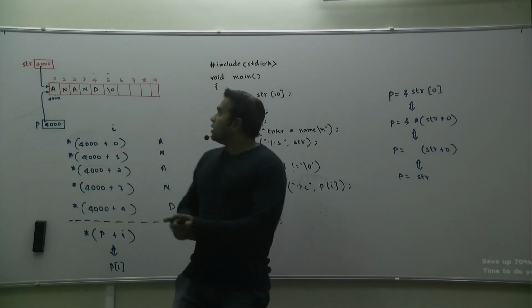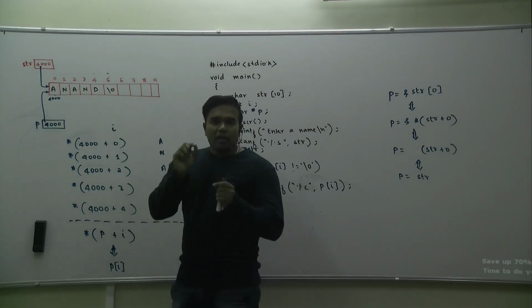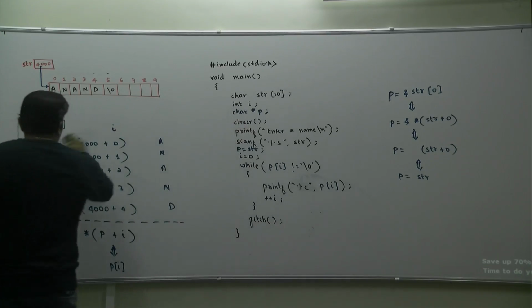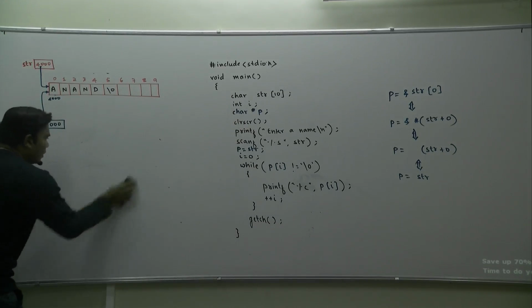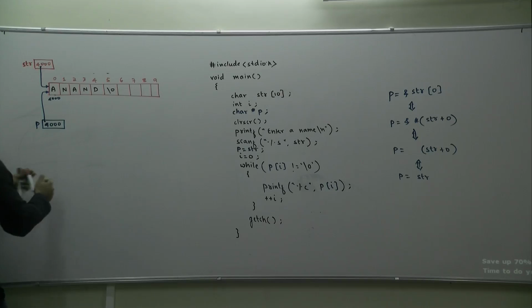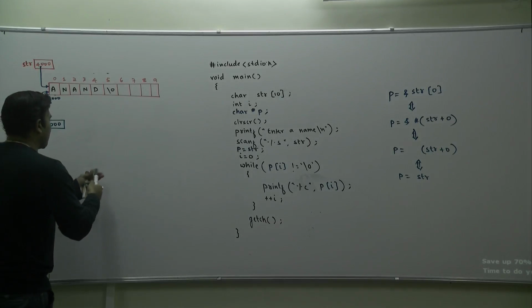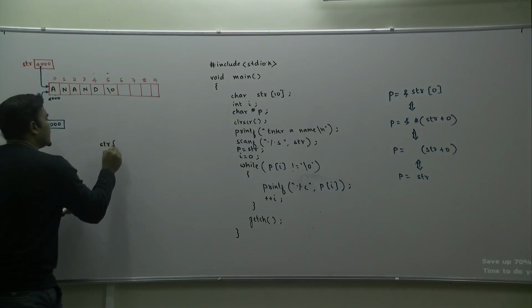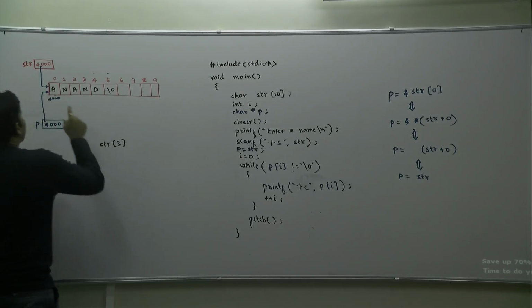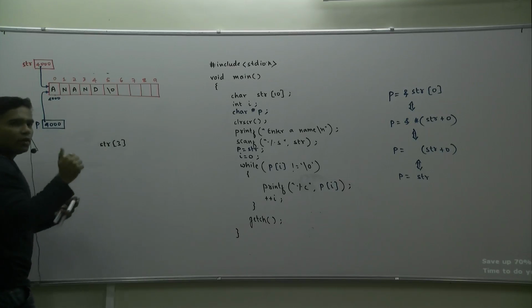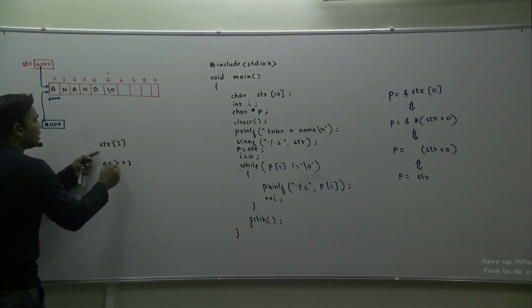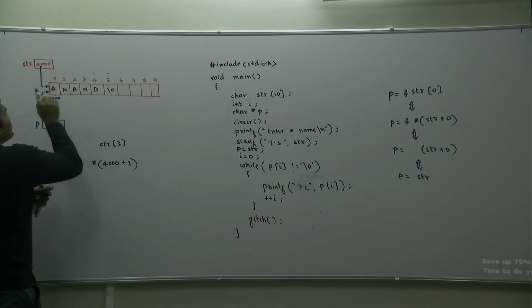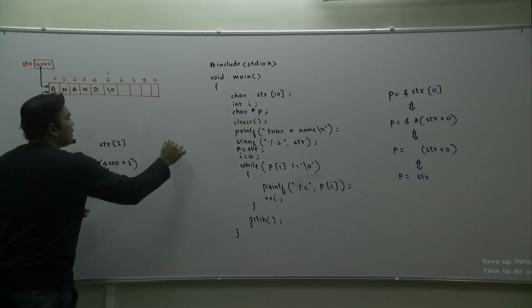When you tell str of 3, you know the meaning of str of 3? I am just again rewriting it for you. When somebody tells str of 3, what does it mean? What is it that you want to access? Str of 3 is n. How will it get accessed? Look at the diagram and tell me what is str. 4000 plus 3, what is it? 4003, its contents. Oh, 4003's contents is n, so output will be n.